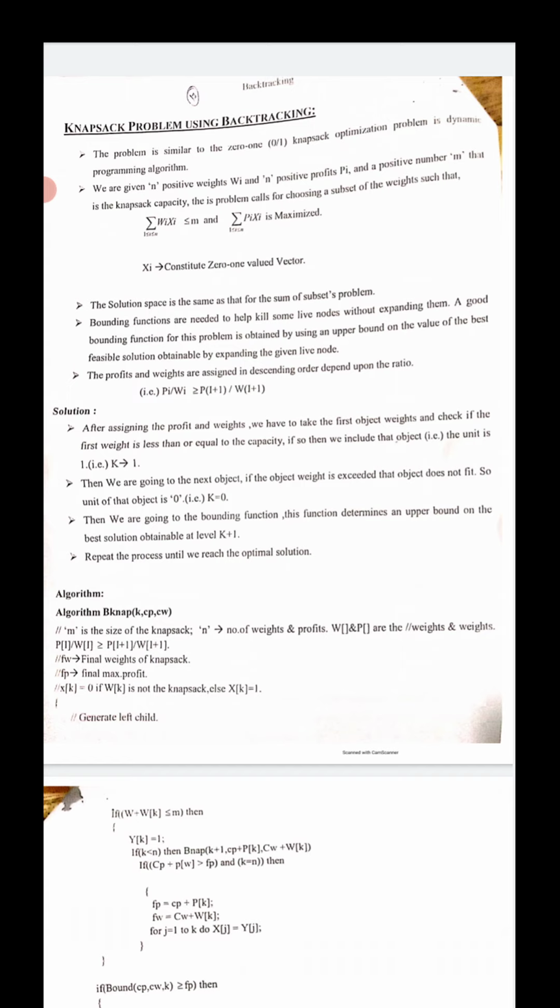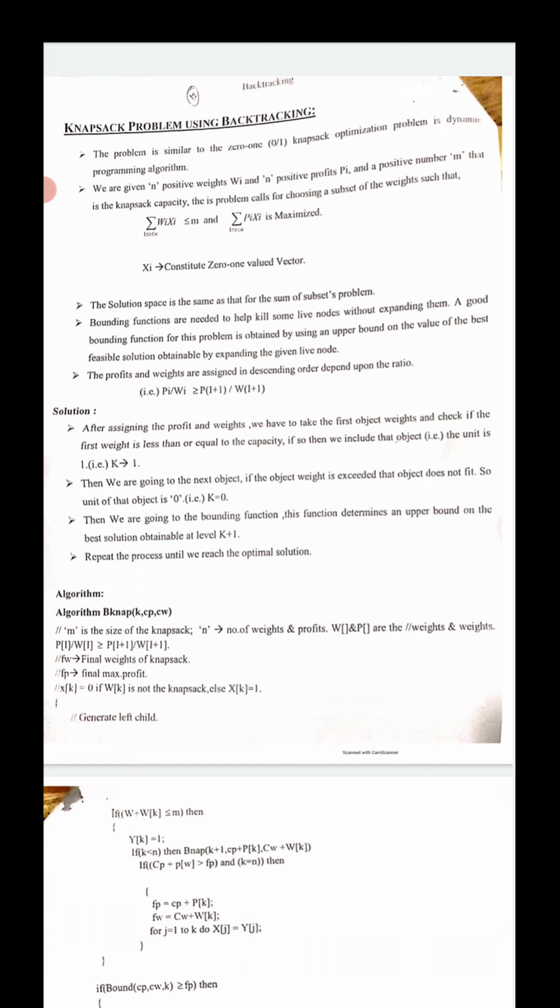The parameters are k, cp, cw. Here m is the size of the knapsack bag, n is the number of weights and profits, and w[] and p[] are the weights and profits. p[i]/w[i] is greater than or equal to p[i+1]/w[i+1]. Here fw indicates the final weight of the knapsack, and fp indicates the final maximum profit. Here x[k] will be assigned 0 if w[k] is not in the knapsack, else x[k] will be assigned 1.